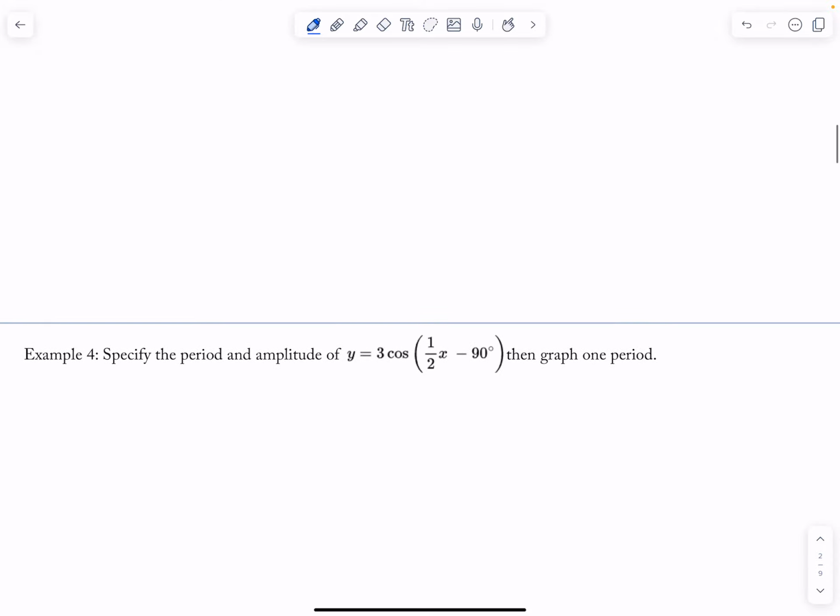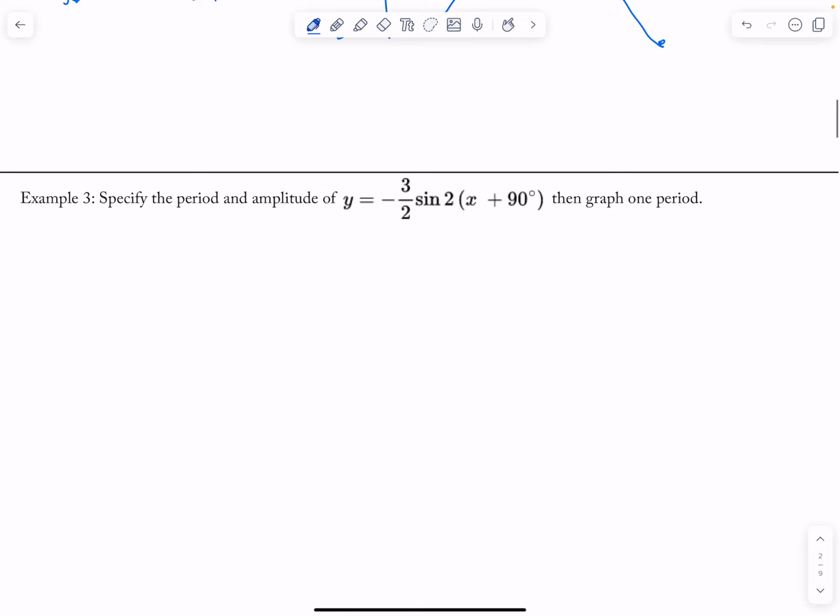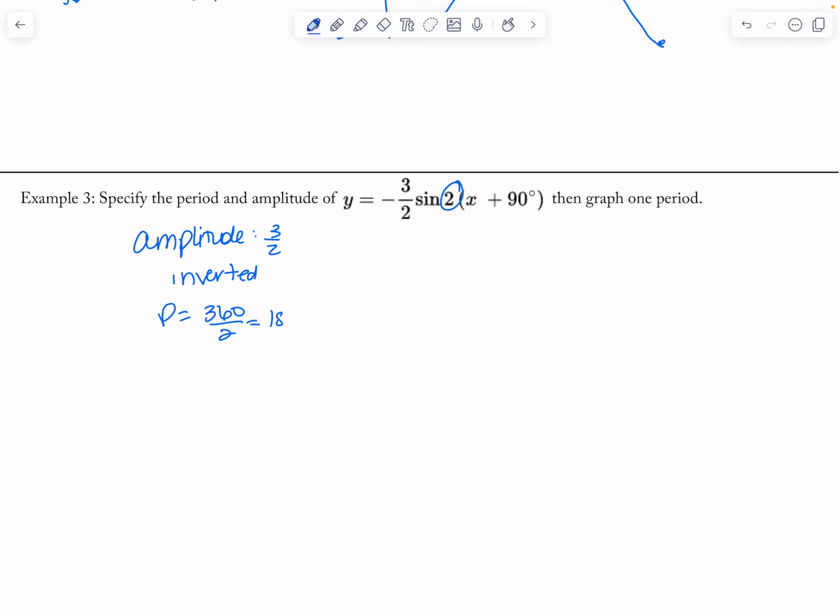All right, and now with 3 more examples here. Just looking ahead to see where we're going, making sure we have all the examples we need. Okay, so now it's going to get a little crazy. So first, let's do the amplitude. Amplitude is 3/2. It's inverted because the 3/2 is negative. Then the number in front of x is 2. So period is equal to 360 divided by 2, which is 180.